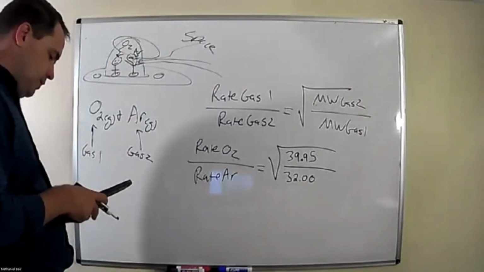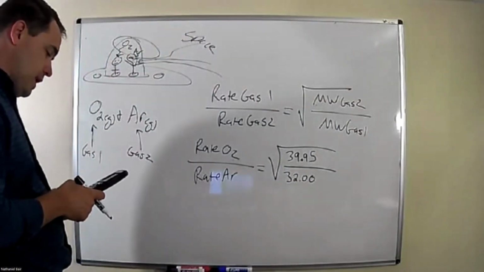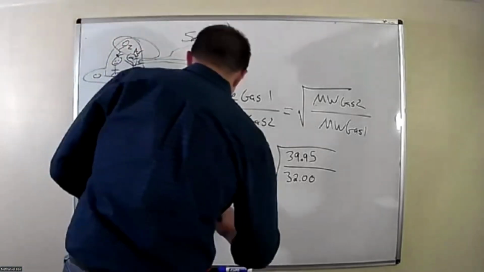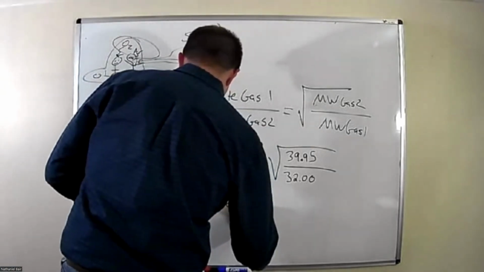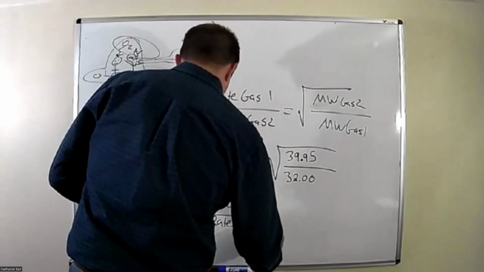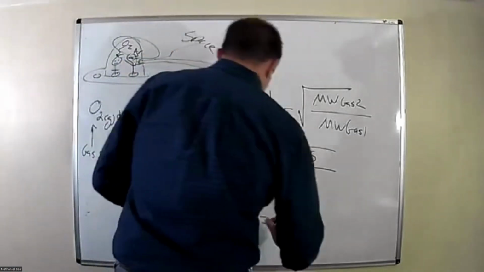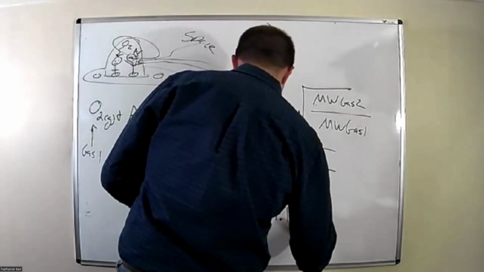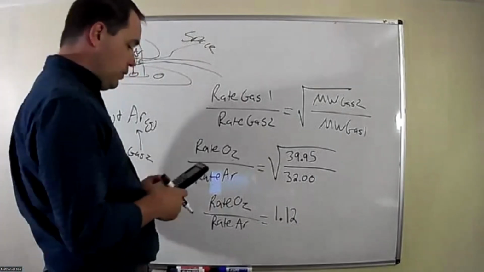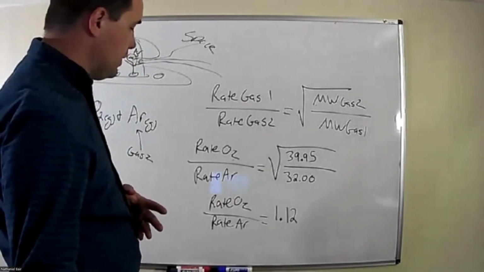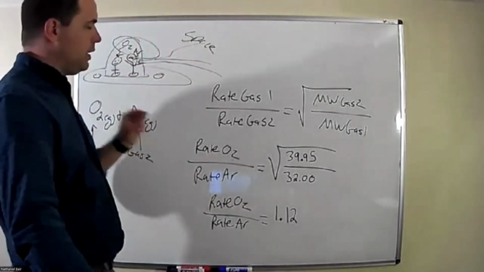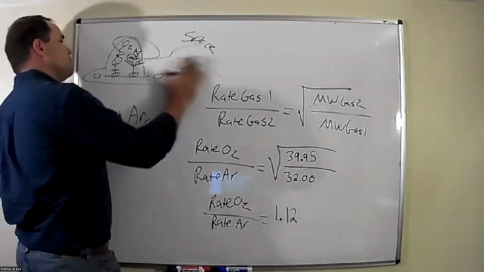So here we go. The square root of 39.95 divided by 32. The oxygen will effuse slightly faster than the argon. It will effuse at 1.12 times the speed. If I put that into a fraction, you can't. It's an irrational number, so never mind. But moral of the story, the oxygen, because it is lighter, is going to effuse a little bit faster.